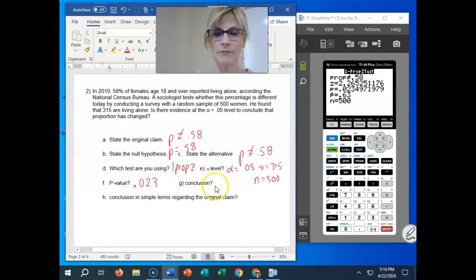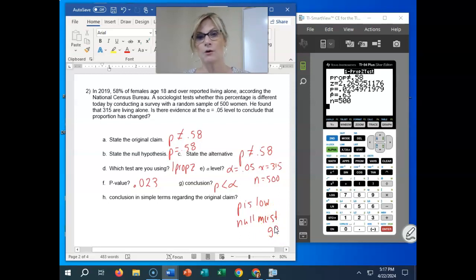So p is less than alpha again. Okay, p is low, null must go. If we'd got something like p is 0.026, we would say p is high, the null must fly, and we would circle the null and keep the null. But this time p is low, the null must go.